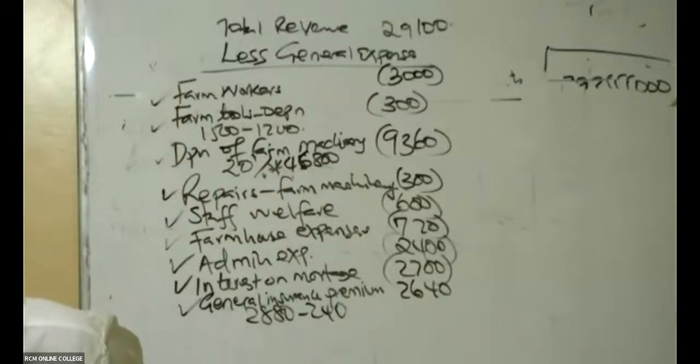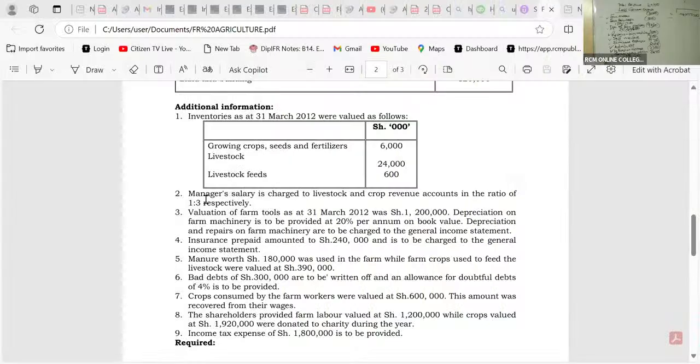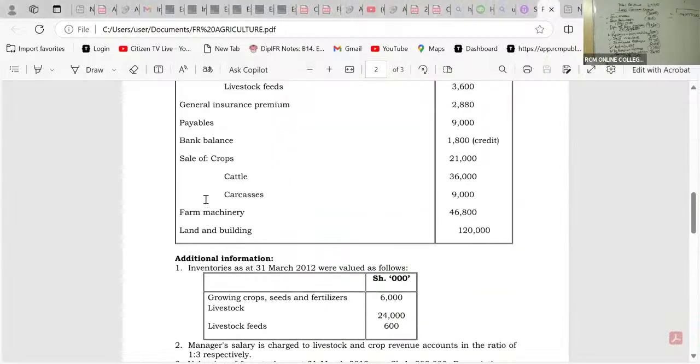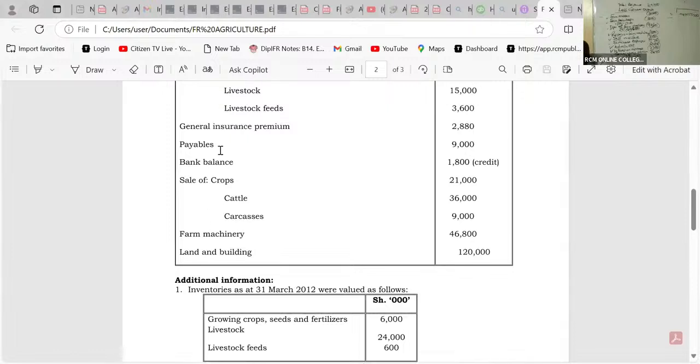Oh, and my body is very small now. We're almost finishing. So in this case here, I was up here. I've been able to see payables. I know payables cannot come to the income statement. Payables will go, just like the bank balance, to the balance sheet, or statement of financial position. Sales we already have. Farm machinery we have. Then we have land and buildings. You know that these ones will go to the balance sheet.